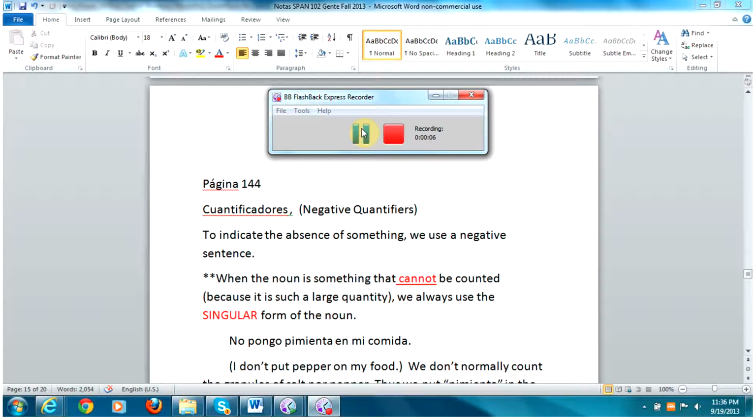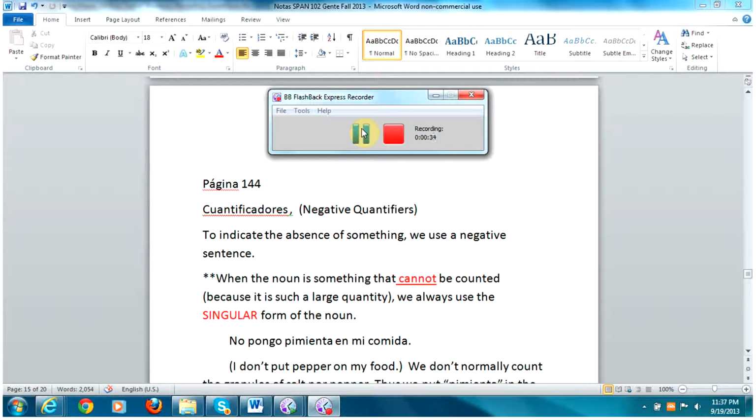This lesson today covers Friday, September 13th, as well as Friday, September 20th. On page 144 of your textbook, the book starts to talk about quantifiers. We use quantifiers, cuantificadores, to indicate the absence of something. When there's the absolute absence of something, then the sentence is negative.